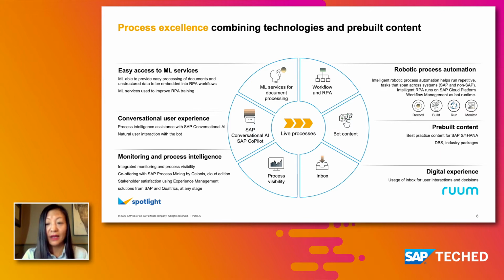To discover automation opportunities, for which we have multiple tools, you can simply look at how users are using the SAP system. Today, we can run a tool called Spotlight, which is a report highlighting the usage of processes and identifying opportunities for further automation. For in-depth data analysis, we have a co-offering with SAP Process Mining by Celonis. With pre-built content, we can maximize the user automation experience in one single platform.